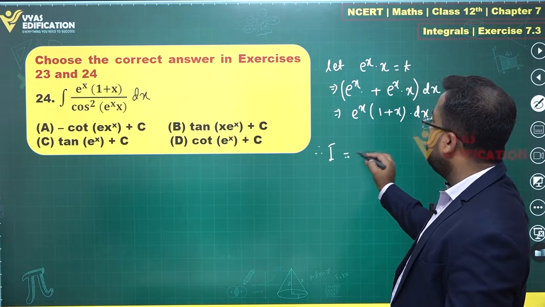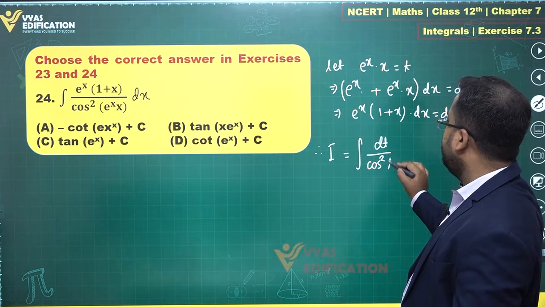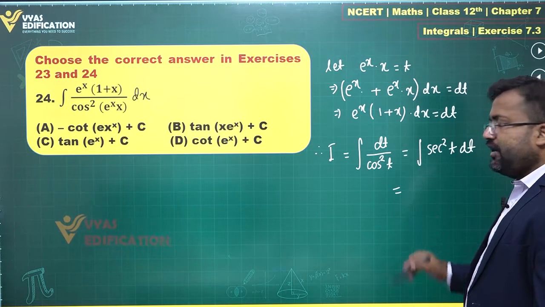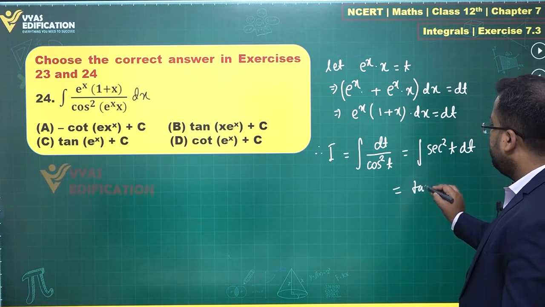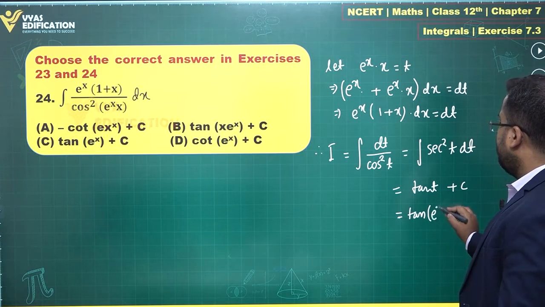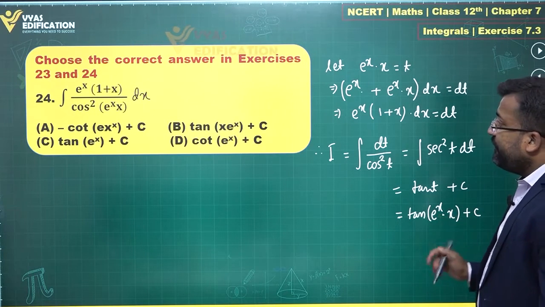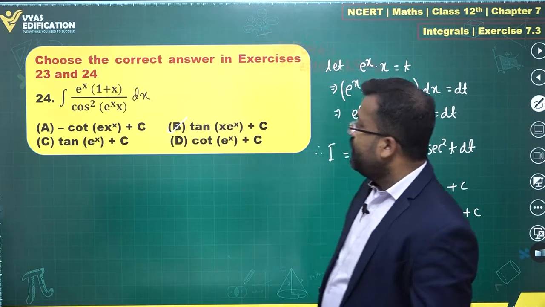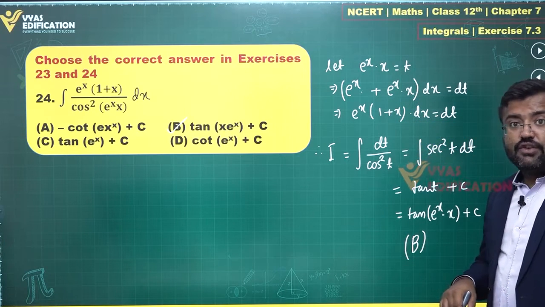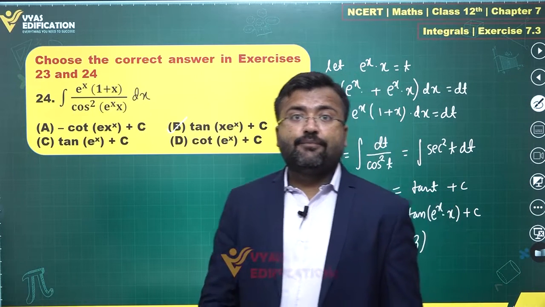Therefore, I will be equal to dt upon cos square t. Oh, this is nothing but sec square t dt, yes, and integral of sec square t is tan t plus constant. This is tan of t. T is e power x into x plus c is what I get. So tan of x e power x. The correct answer is this option B over here. That's the correct answer for this question with the help of these steps is what you can see over here.